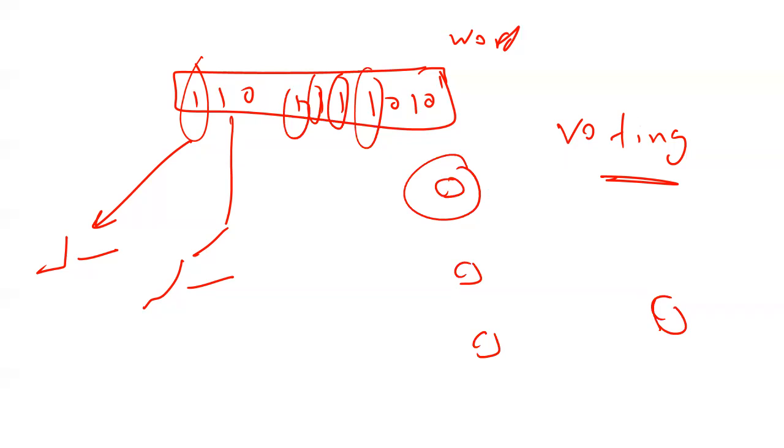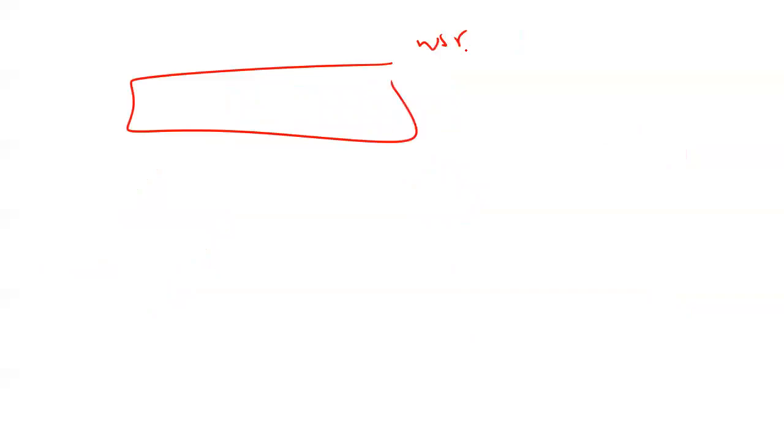Something like that. But anyway, now the question is: if you have a word like this one, guys, with some ones or zeros, how can I count the number of ones here? I want to count the number of ones. What should I do? Any idea?